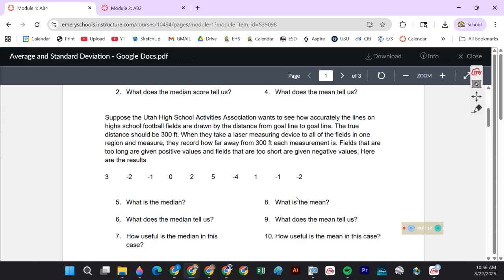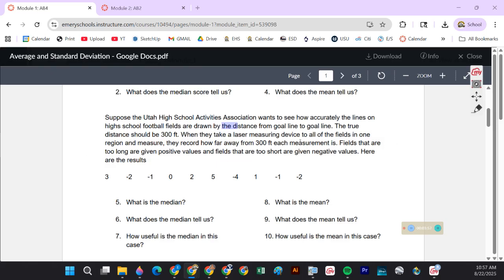Suppose the Utah High School Activities Association wants to see how accurately the lines on high school footballs are drawn. I need to fix that. Wow. It's almost like I wrote this today. By measuring, so it should say by measuring the distance from goal line to goal line. The true distance should be 300 feet. When they take a laser measuring device to all fields in one region and measure, they record how far away from 300 feet each measurement is. Fields that are too long are given positive values, and fields that are too short are given negative values.